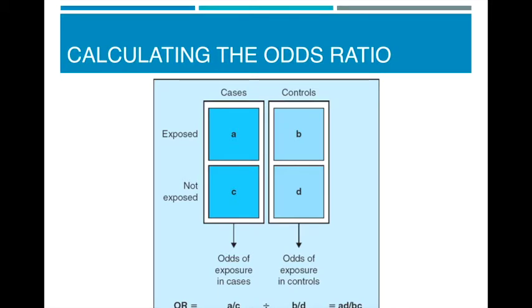When you divide A by C, you get the odds of exposure in those who have the disease. When you divide B by D, you get the odds of exposure in the controls, or those without the disease. In order to get the OR, you can divide the odds of exposure in those who have the disease by the odds of exposure in those without the disease. Using mathematical properties, you can also think of this formula as A times D divided by B times C.